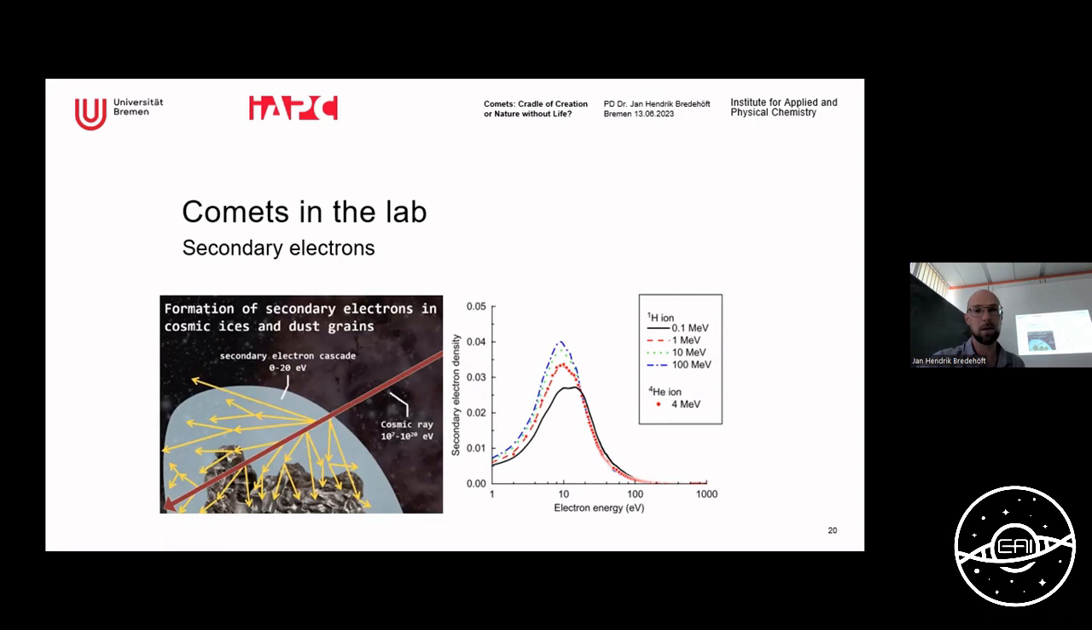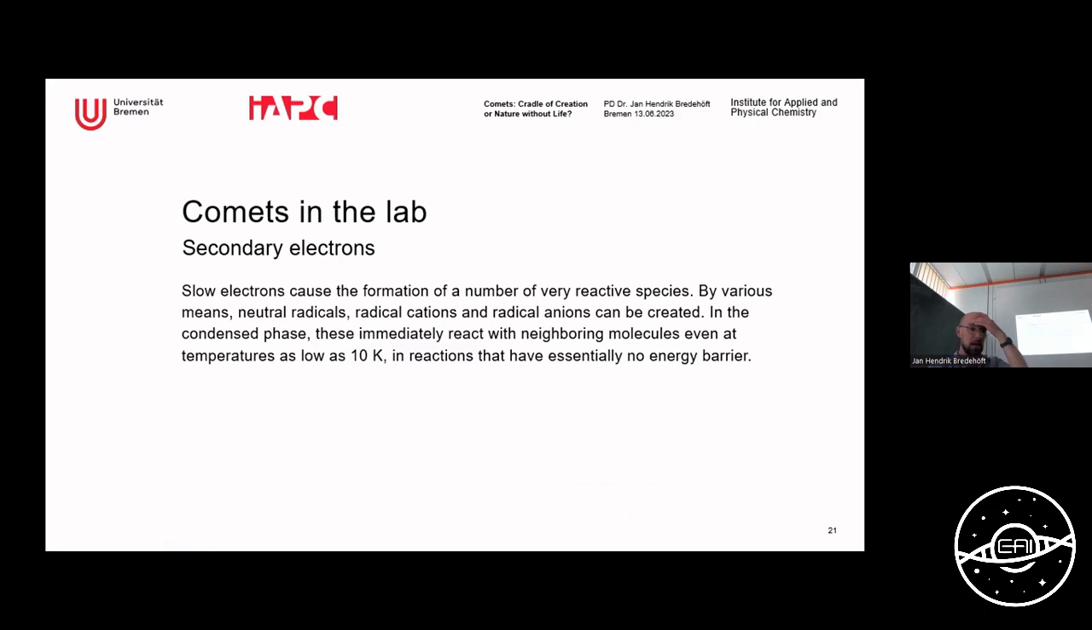And this range of energies for the secondary electrons is very fortuitous, because secondary electrons are very powerful drivers of chemical changes. And the slow electrons, especially in the region between 0 and maybe 20 electron volts of kinetic energy, will form a number of very, very reactive species. We can form neutral radicals, we can form radical cations, we can form radical anions, and all of these can be very, very reactive. And in the condensed phase, these will usually immediately react with neighboring molecules, even at temperatures as low as 10 Kelvin, because these kinds of reactions have essentially no energy barrier to overcome.